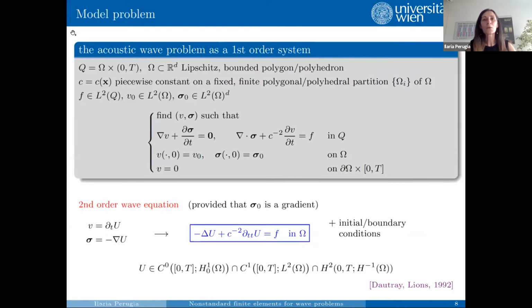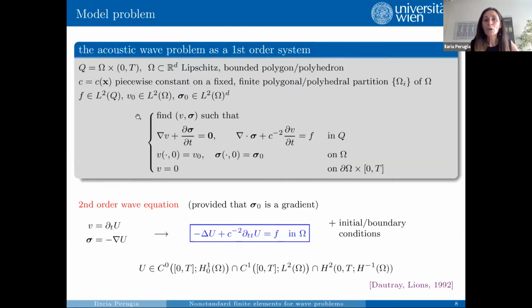As a model problem, I consider the acoustic wave problem, but I write it as a first order system. So I define a capital Q as a space-time domain, where omega is space and 0 to t is time. I'm assuming that I have a wave velocity c, which is piecewise constant in my domain. And then I have a source term and initial conditions.